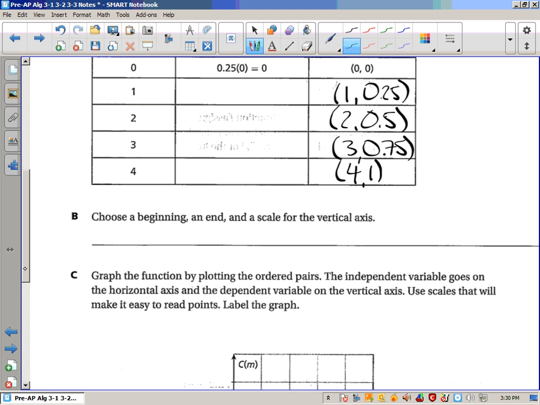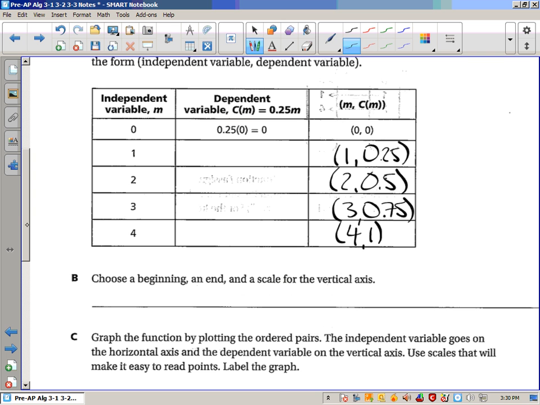So what we're going to do here is graph these ordered pairs, these points. We're going to choose a scale, a beginning and end, and a scale for the vertical axis. But before we do that, I just want to talk about how we know what numbers go on the horizontal axis and what on the vertical. Most of the time, when we make a graph, the independent variable will go horizontally on the graph, and then the outputs, the dependent variable, will go on the vertical axis.